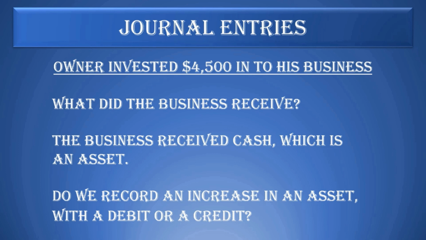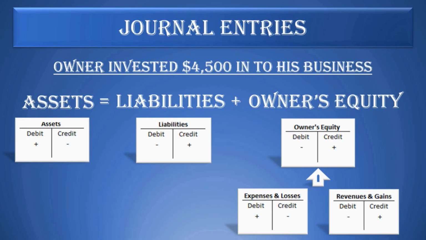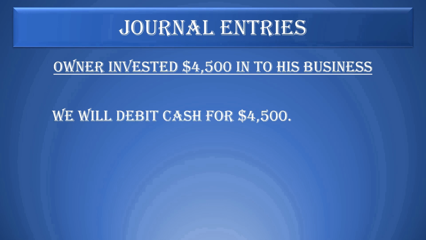To help us understand, let's go back to our illustration of the accounting equation. It shows us that assets increase with a debit. So that's the way we'll record an increase in cash. We'll debit cash for $4,500. Now we know that within any journal entry, there should be at least one debit and one credit, and the total of all debits must equal the total of all credits. We have determined what the debit should be in this entry.